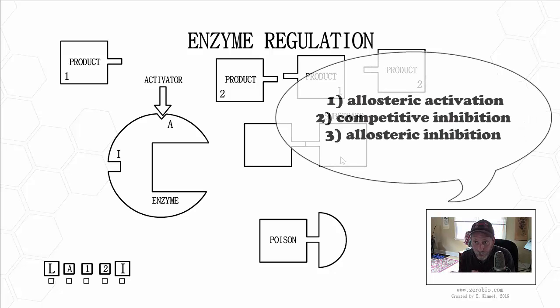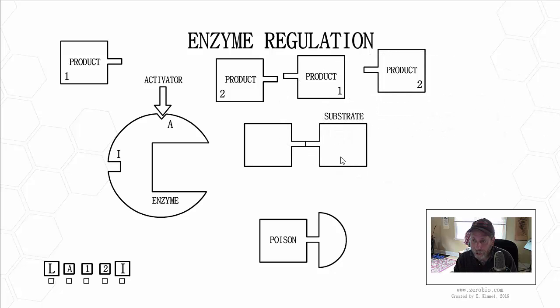Use activators to turn them on, like vitamins. Competitive inhibition, with the product binding to the active site instead of the substrate. And then I threw in the idea of the poison just because that is competitive inhibition as well. And the third one is allosteric inhibition, where the product binds to an inhibitor site, changing the shape of the active site, so it will no longer accept the substrate.